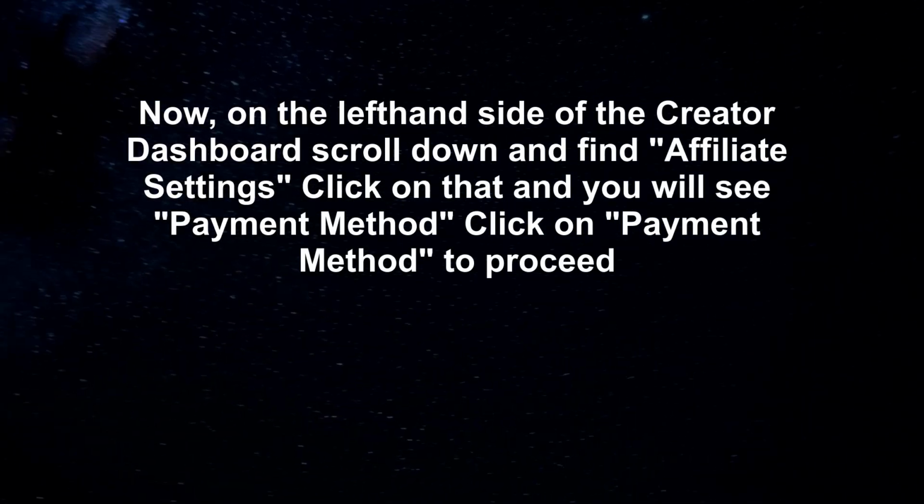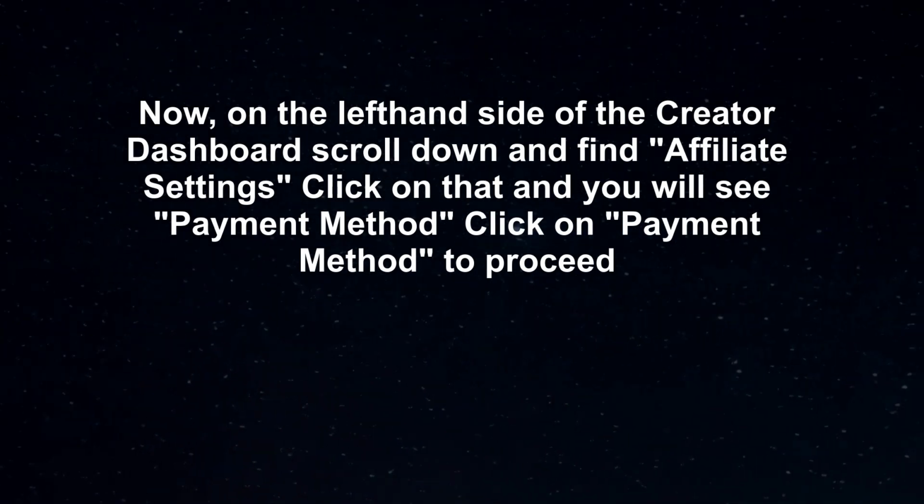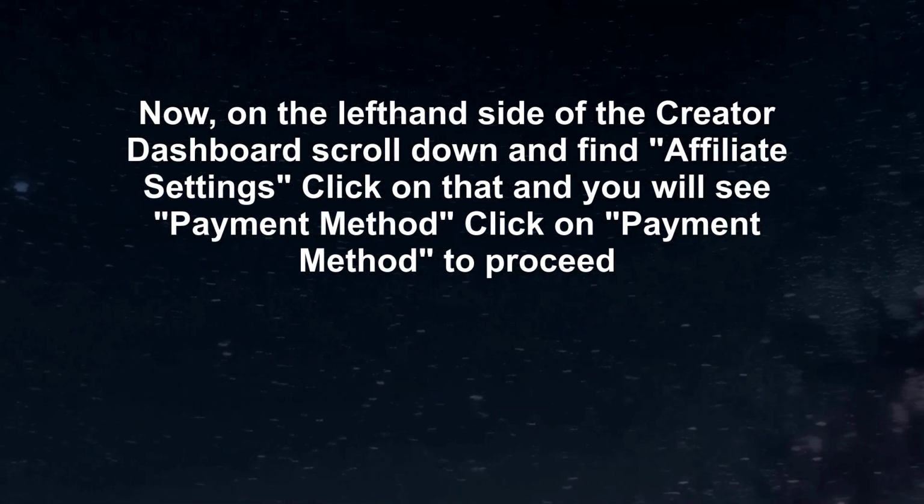Now, on the left-hand side of the Creator Dashboard, scroll down and find Affiliate Settings. Click on that and you will see Payment Method. Click on Payment Method to proceed.